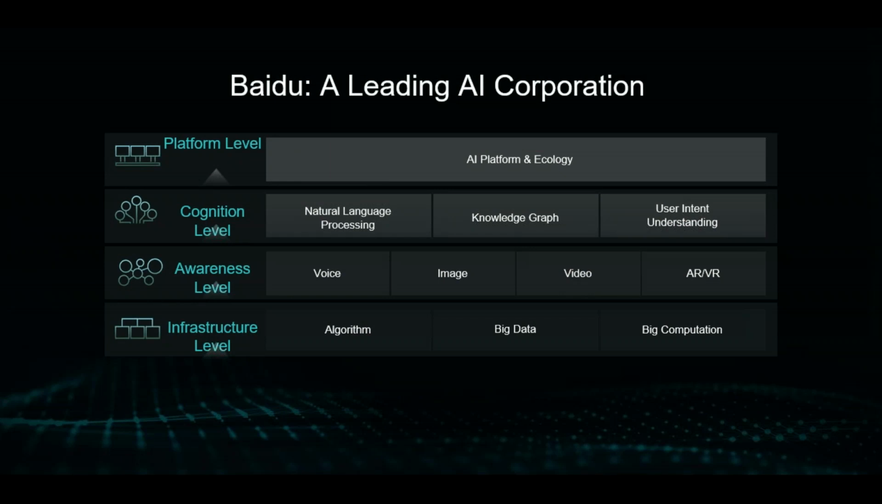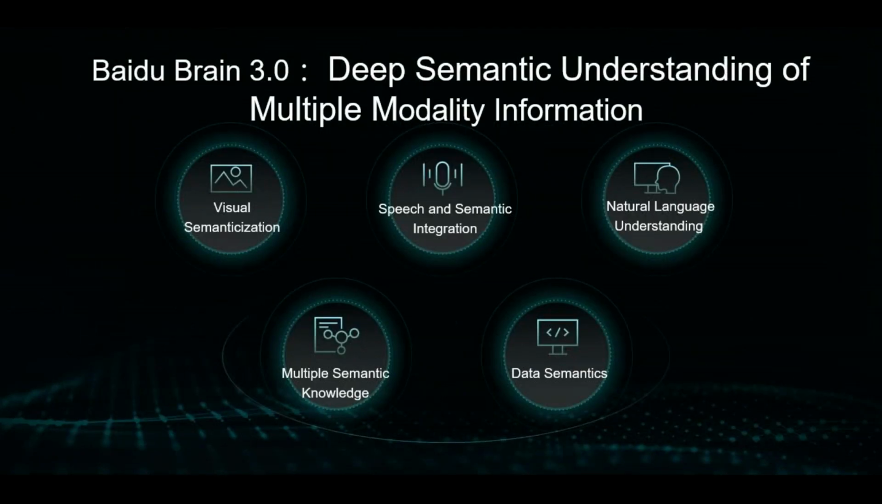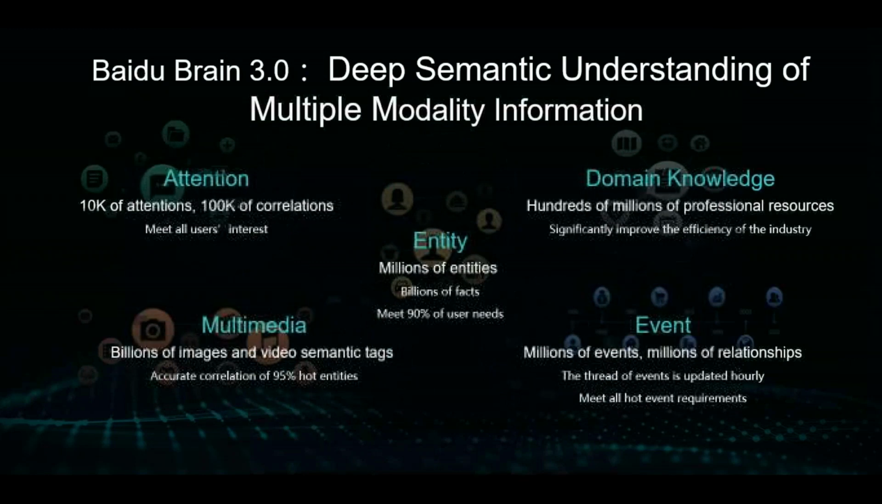From the infrastructure, the most foundational part, to the platform part, we have several layers and a lot of abilities. From 2013, we started to open these AI abilities to the public. At this year's Baidu Developer Conference, we opened 130-plus AI technologies to the public, and up to date, I think the number has changed to 150. So we have a lot of AI abilities, from the basic framework to overall solutions. Now we have Baidu Brain version 3, which is mainly focused on deep semantic understanding of multimodal information.